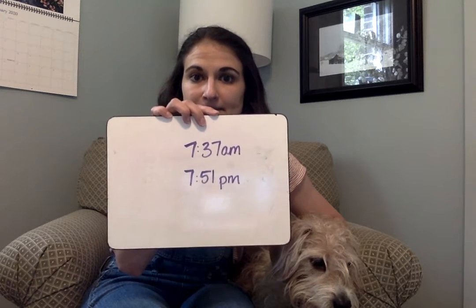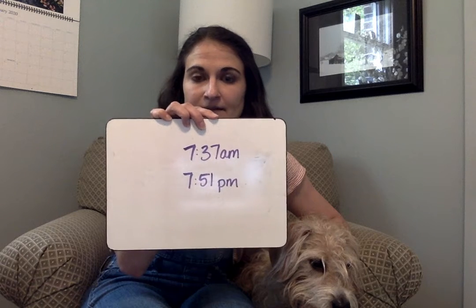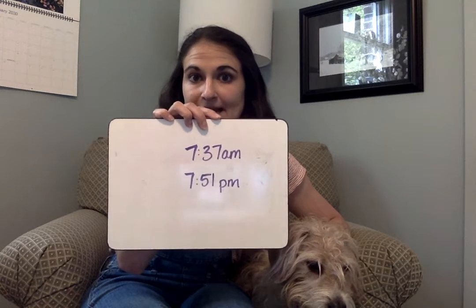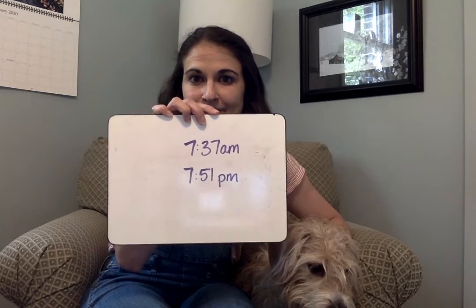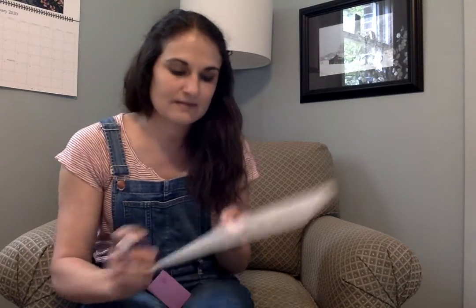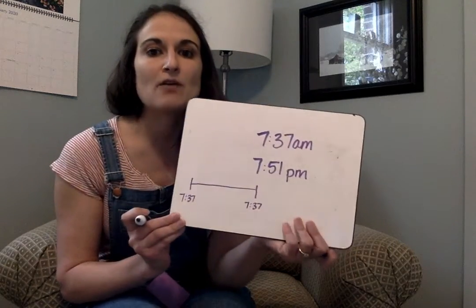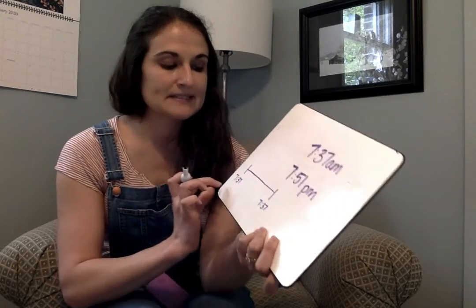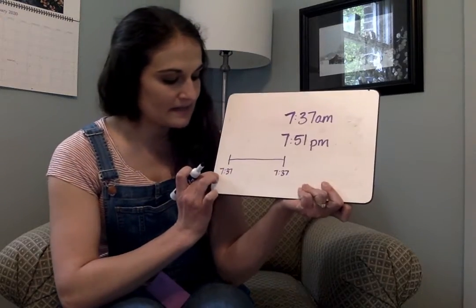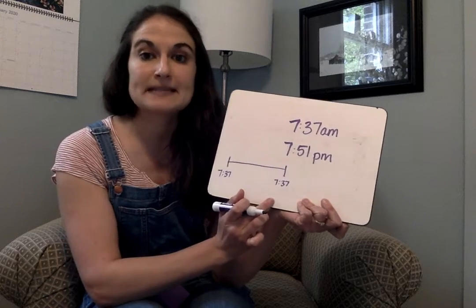Go ahead and press pause. Try to figure it out. And then when you're ready, press play again and we'll solve it as a class. Okay, I can use my shortcut for this. I can go from 7:37 a.m. to 7:37 p.m. and know that that is 12 hours, because if the numbers match in AM and PM, I know it's exactly 12 hours.